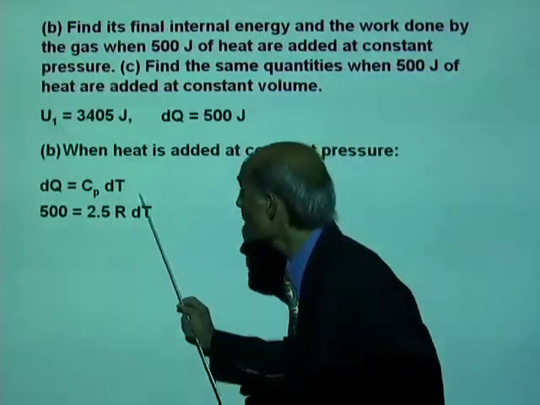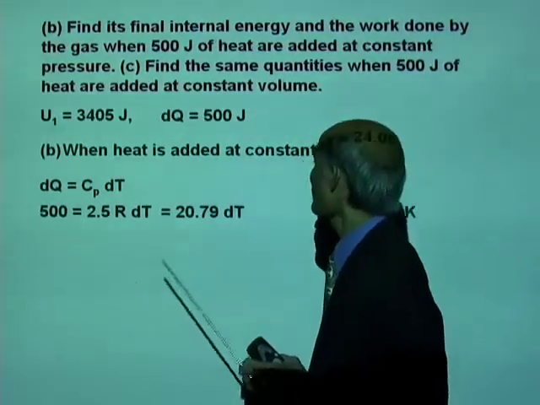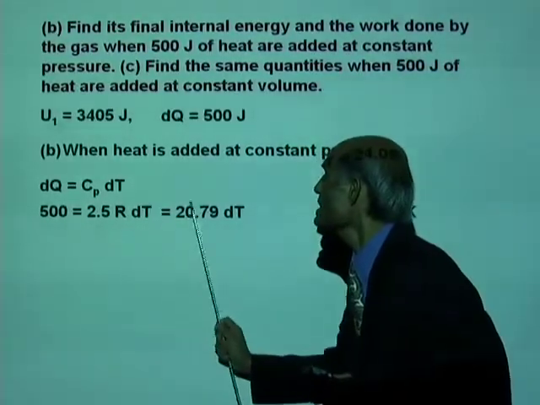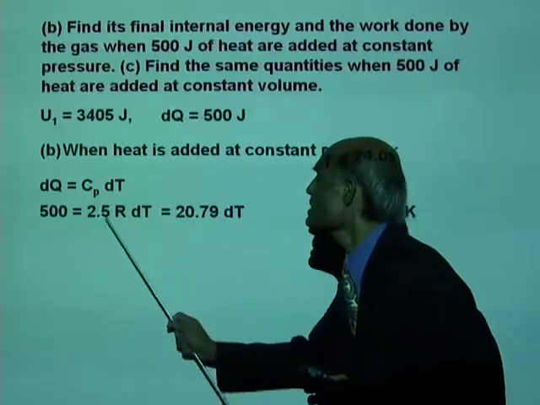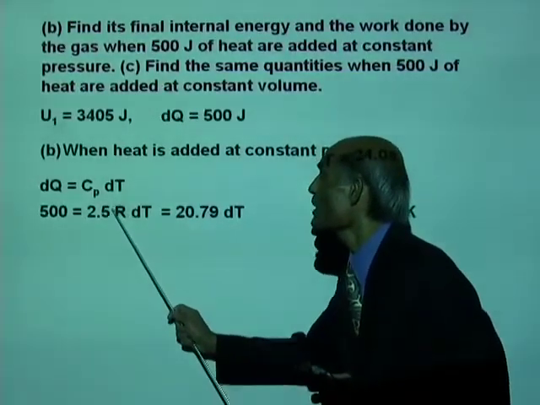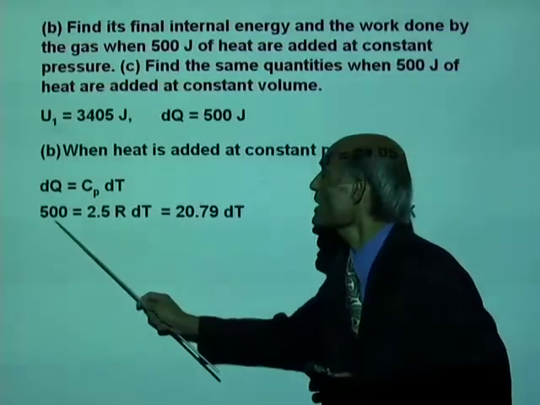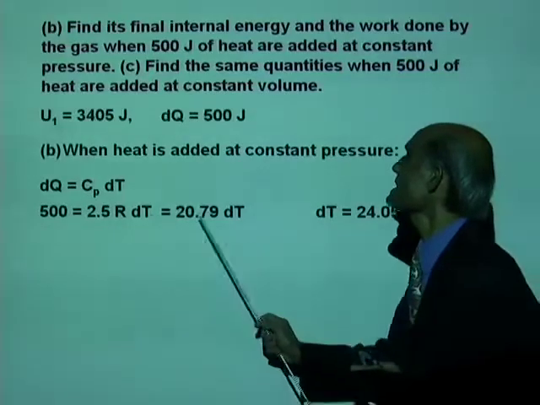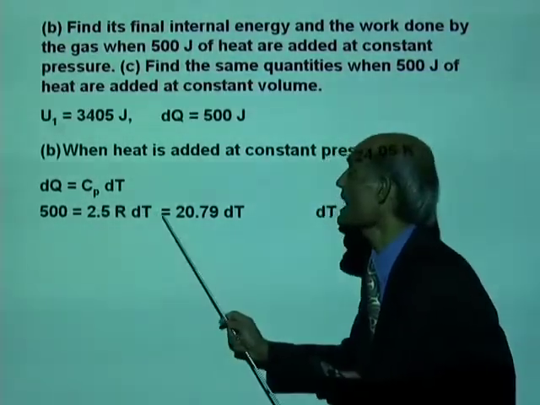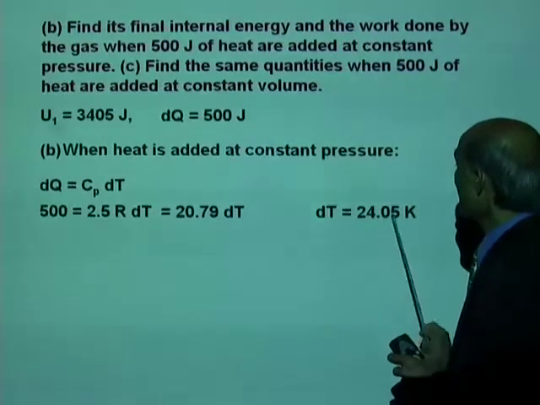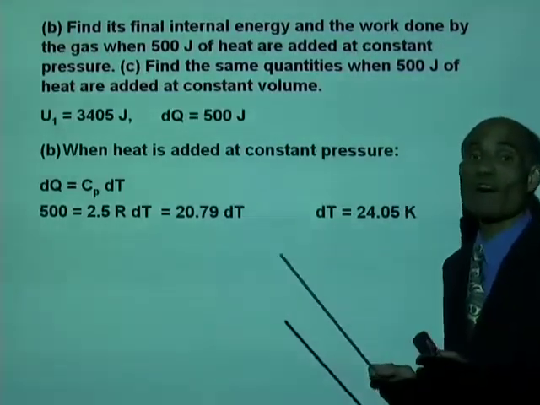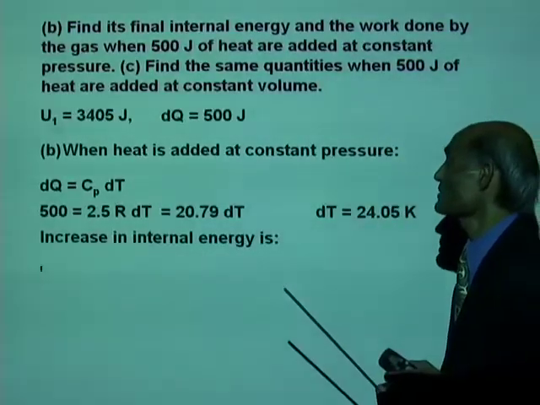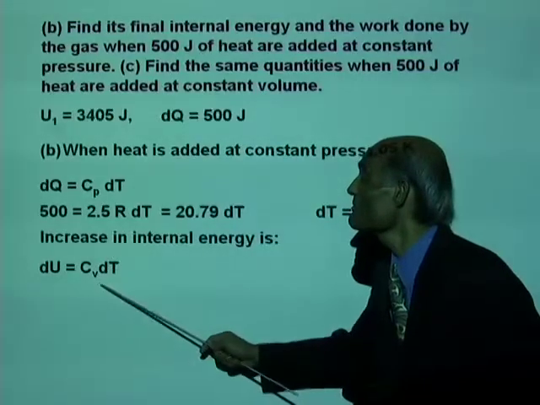And that will lead you to dT, the change in temperature. So we can now find the change in temperature dT. How? See, 2.5 R dT is 20.79 dT. 2.5 times 8.314 is this. So 500 equal to 20.79 dT. Therefore, dT equal to 500 divided by 20.79, and that is 24.05 Kelvin.